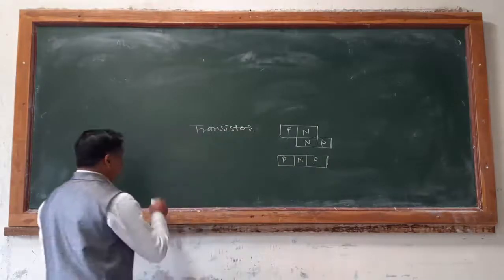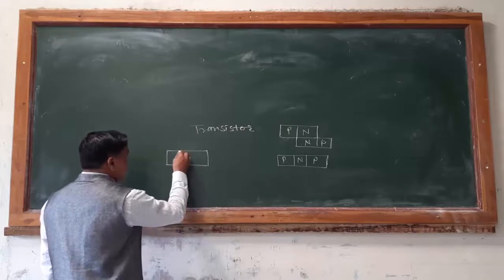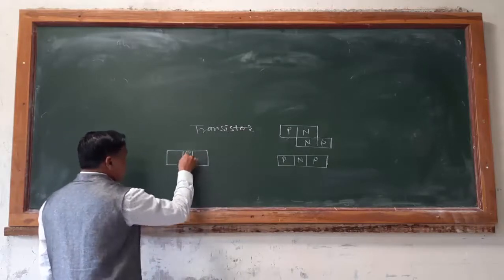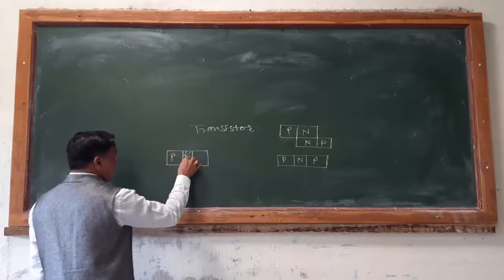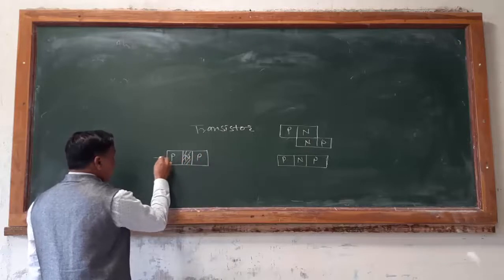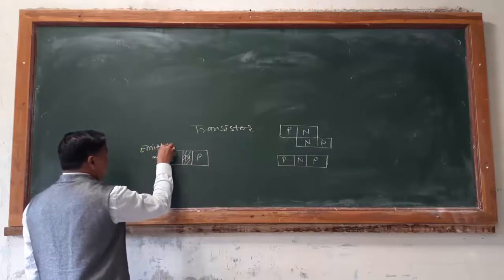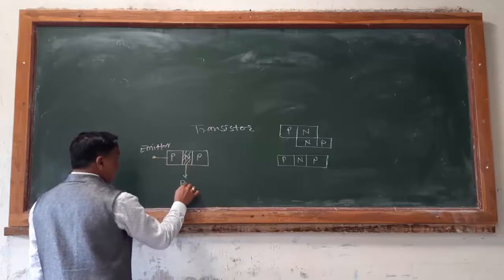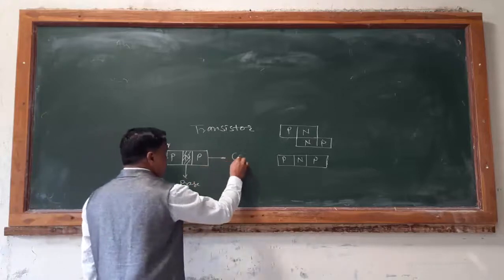As far as the diagram of this transistor is concerned, this particular terminal of the PNP transistor is called the emitter. Then this terminal is called the base, while this third terminal is called the collector.